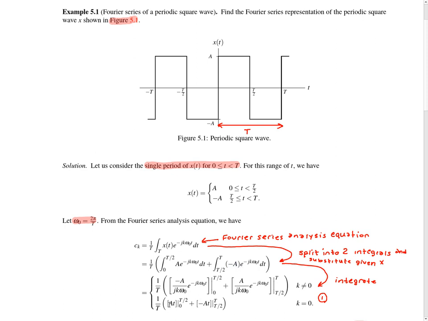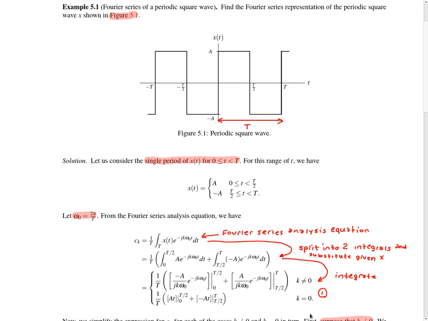In these cases, because we're integrating a constant function, we get a much simpler result for the integration. So we need to further simplify this case as well for k equal to 0. This is what remains to be done: we need to simplify the expressions that we have for the case k not equal to 0 and k equal to 0. At this point I'm just going to scroll the solution up so we can see the next part of it.